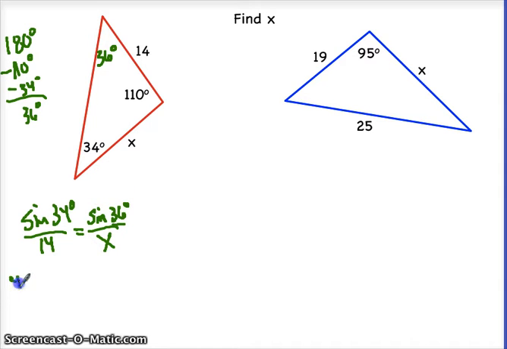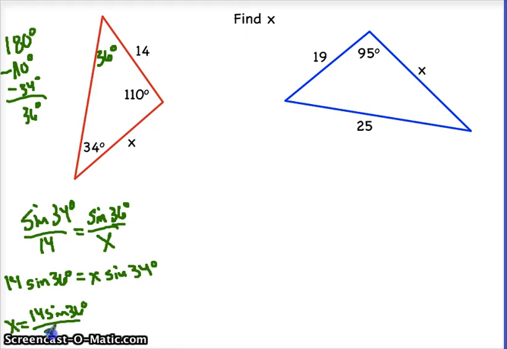Again, cross multiply. 14 sine of 36 equals x sine of 34. Divide, x will be equal to 14 sine 36 over sine 34. And if we type that carefully into the calculator, you'll find out that that's 14.716 units. There you go. Go ahead and think about that second blue triangle if you haven't already. But if you have, we'll get that going in just a second.